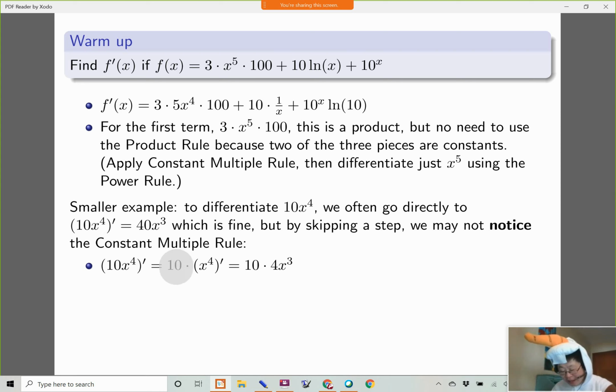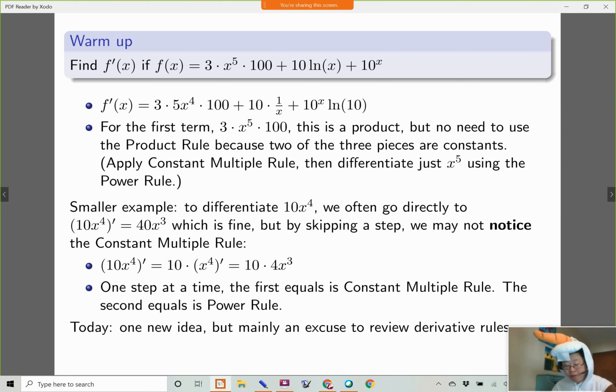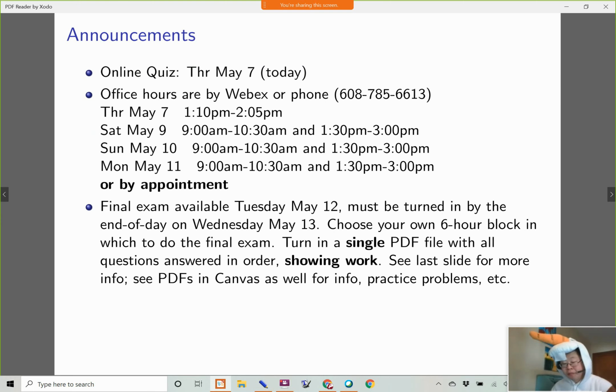Okay, and then copy the 10, and the derivative of x to the fourth using the power rule is 4x to the third, right? So one step at a time. The first equals is about the use of the constant multiple rule. The second equals here is about the use of the power rule. Today we have one new idea, but the basic goal of today is it's an excuse to review derivative rules.